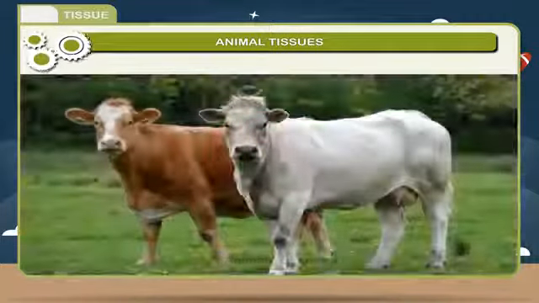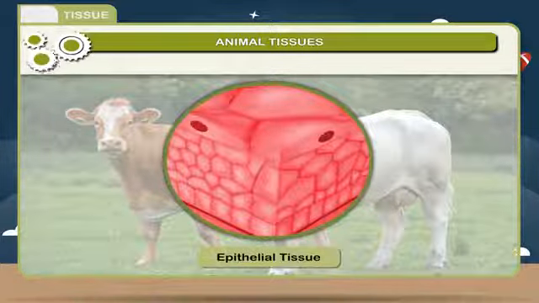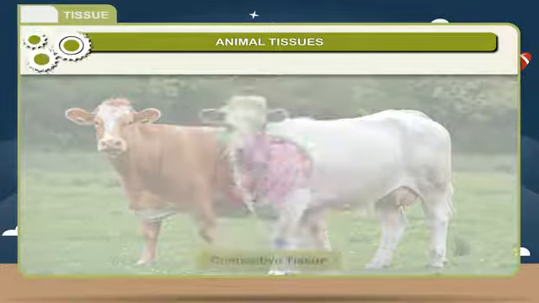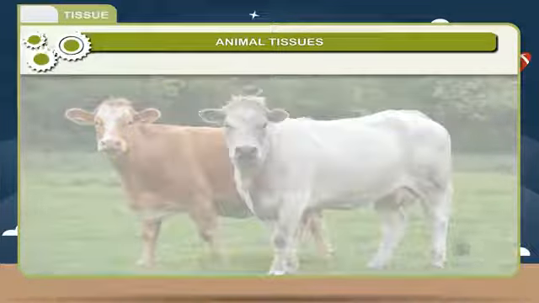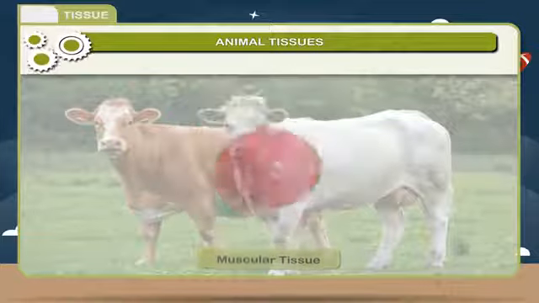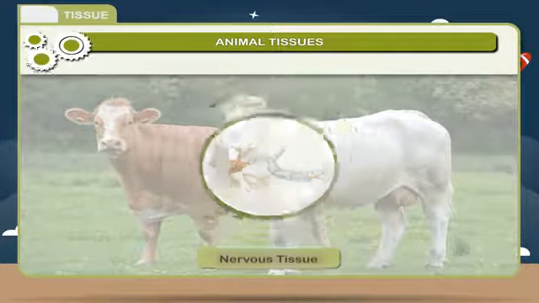The 4 types of tissues are: 1. Epithelial tissue, 2. Connective tissue, 3. Muscular tissue, 4. Nervous tissue.